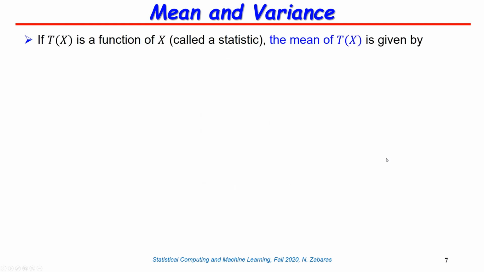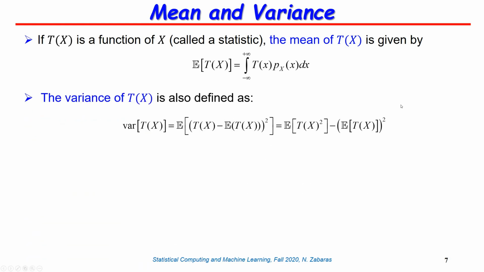And similarly to the expectation of x, if you take any function of x, and I call this function here t of x, you can define statistical moments of t of x as well. So the expectation of t of x is the same as what we use for x, but here you have t of x. The same thing for the variance. And you can see here, I put the parentheses to make it clear that this square is on the expectation.